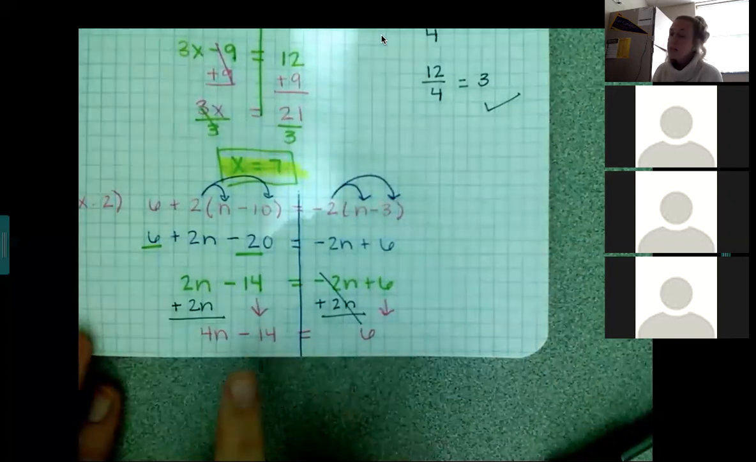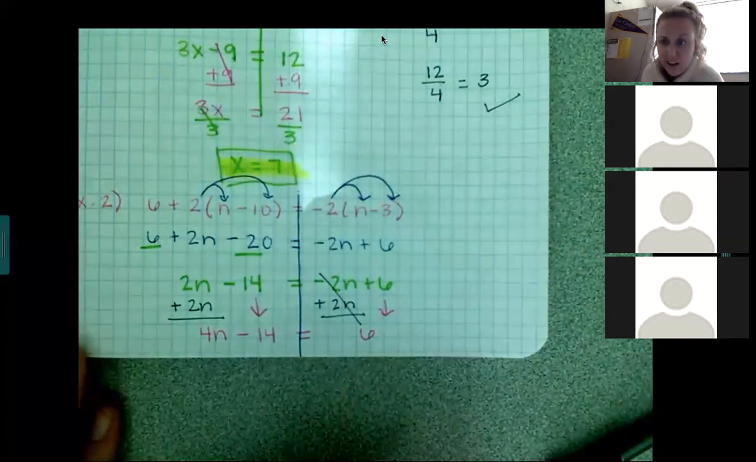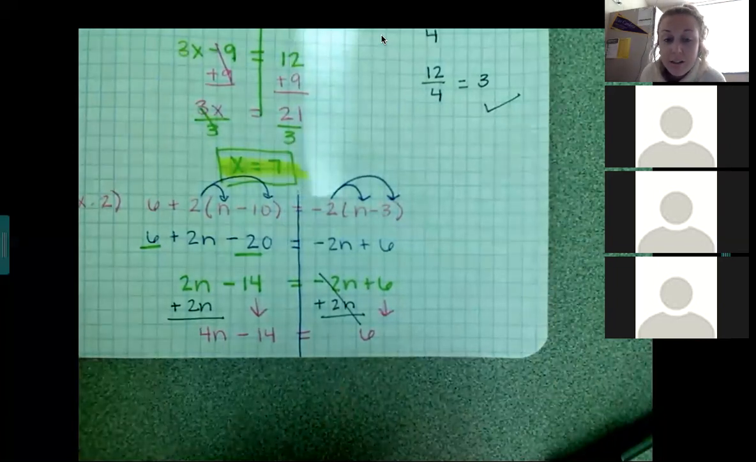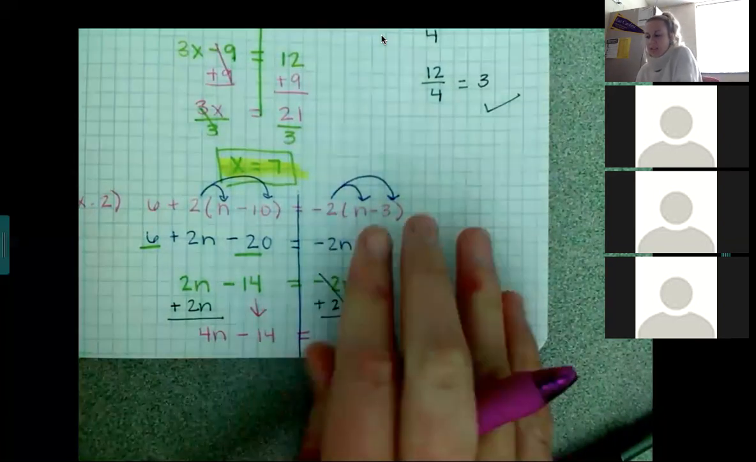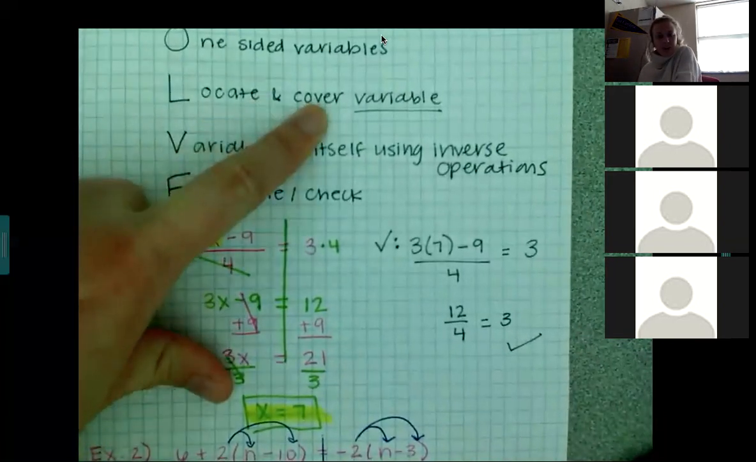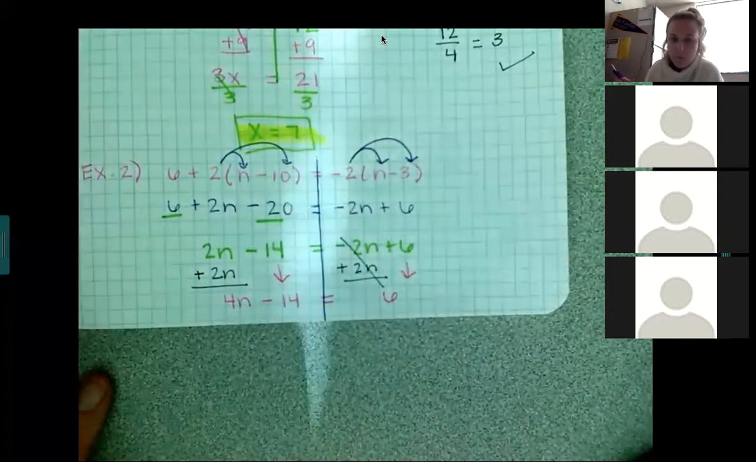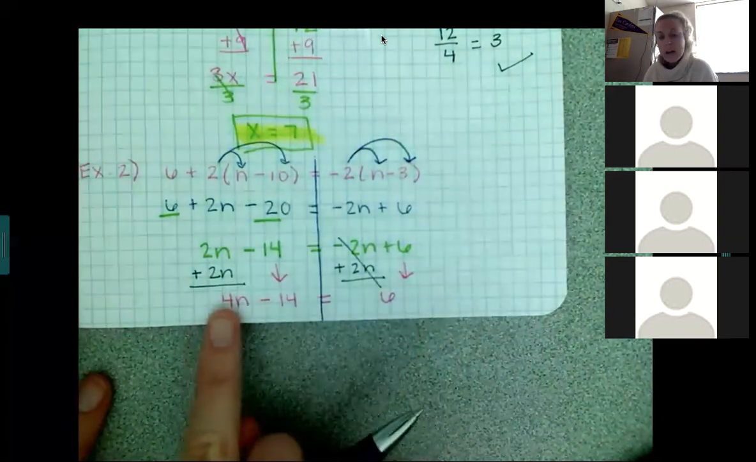Now, Curtis, this part should look easy. Amaya, why am I telling him this should look easy? Oh, yes, easy. What's this third step? Locate or cover the variable. Cover the variable. Where's the variable, Curtis? There's only one now. We moved the other one. The 4n. 4n covered up.